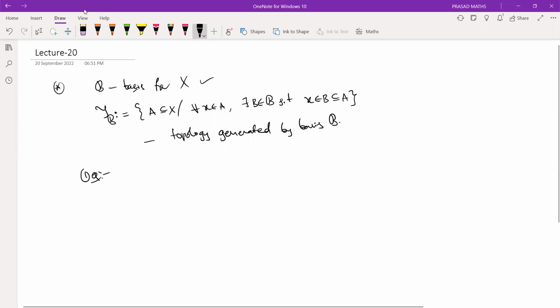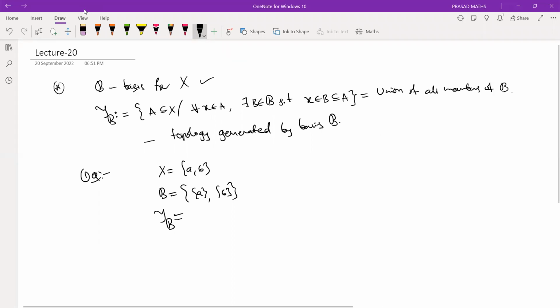Suppose X equals {a, b}. Suppose this is my collection, singleton a and singleton b. It is always an open base; yesterday we checked. The question is, what is the topology generated by this? Already told you one technique: this is nothing but the collection of unions of all members of the basis script B.